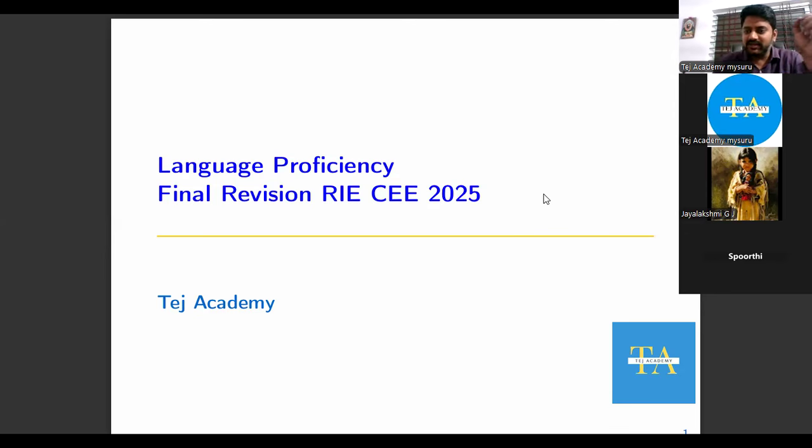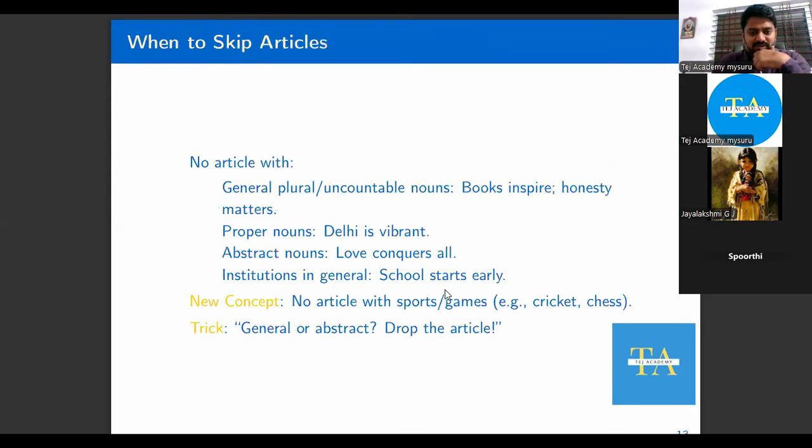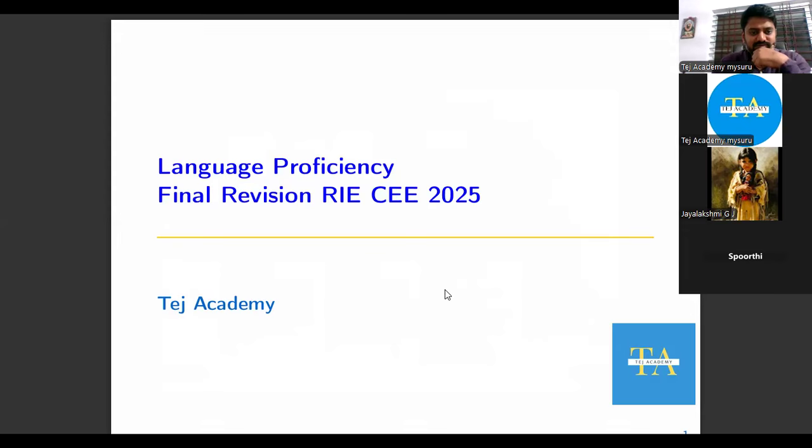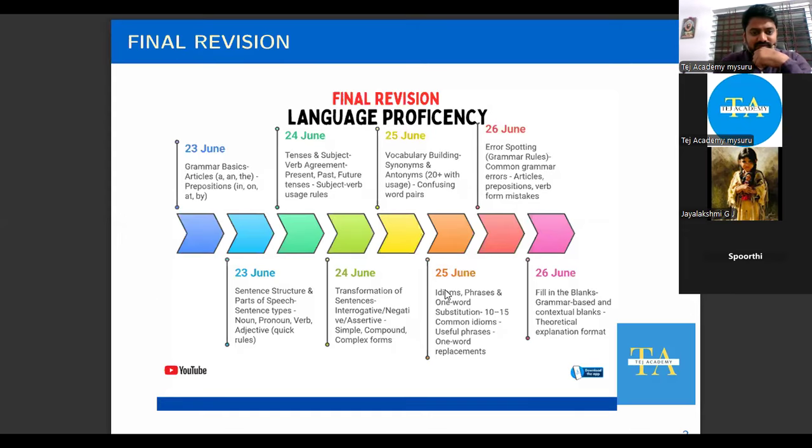So we have planned a final revision for language proficiency, exclusively for the CEE exam. If you observe carefully, you can see today is the 23rd. Madam has planned articles and then parts of speech. On the 24th also certain topics are planned, the 25th also some topics are planned, and the 26th also we have planned some topics.